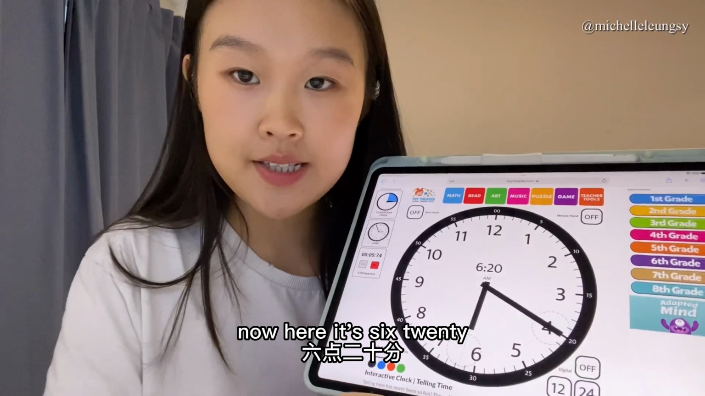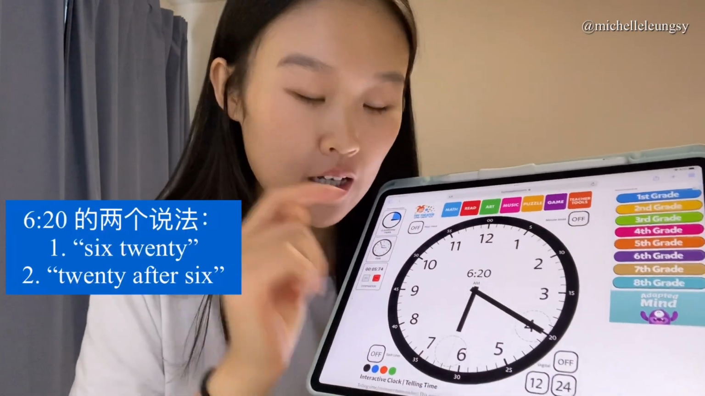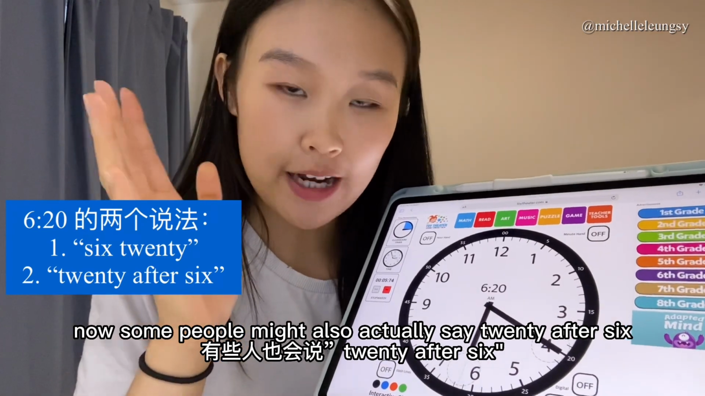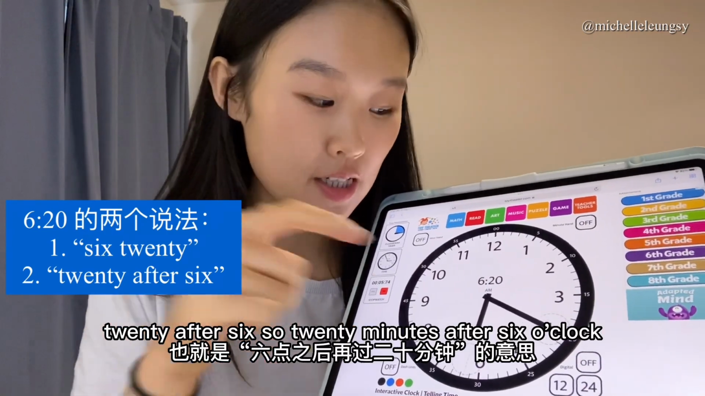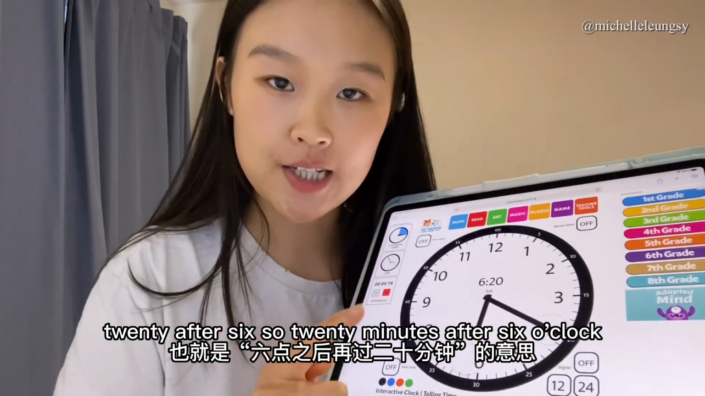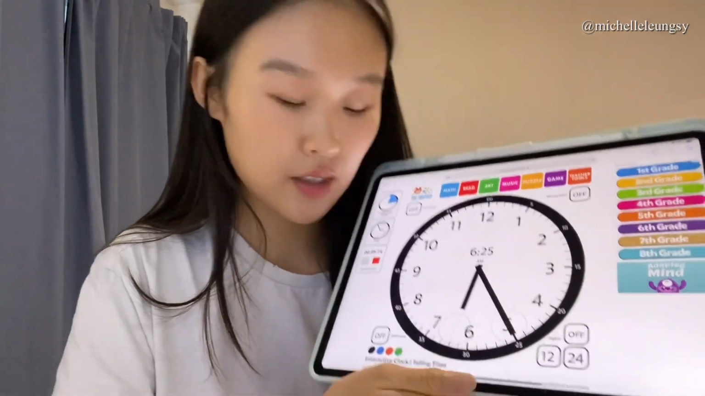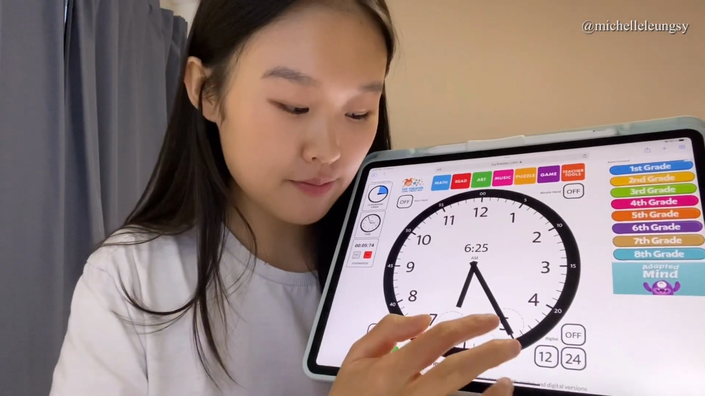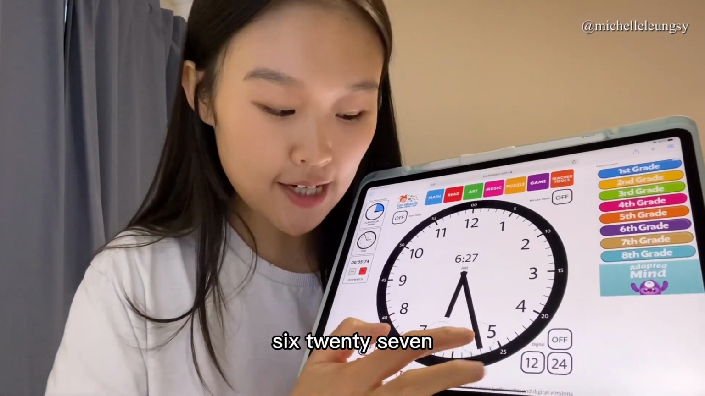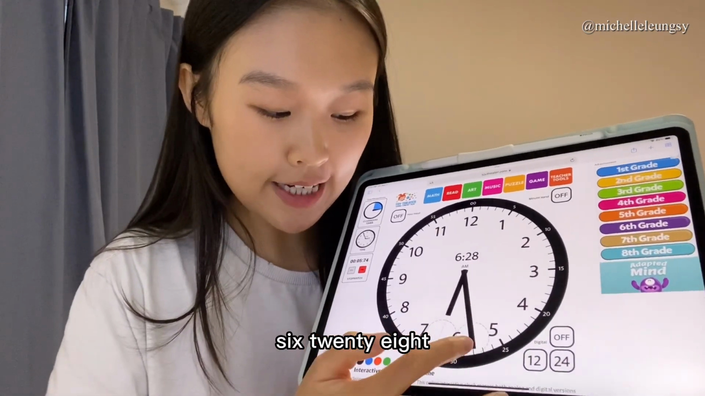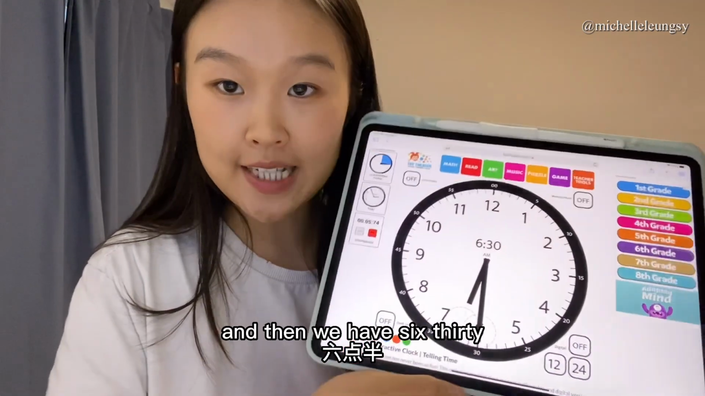Now here it's 6:20. Some people might also say 20 after 6. So 20 minutes after 6 o'clock. 20 after 6. 6:25. Now this would be 6:26, 6:27, 6:28, 6:29, and then we have 6:30.